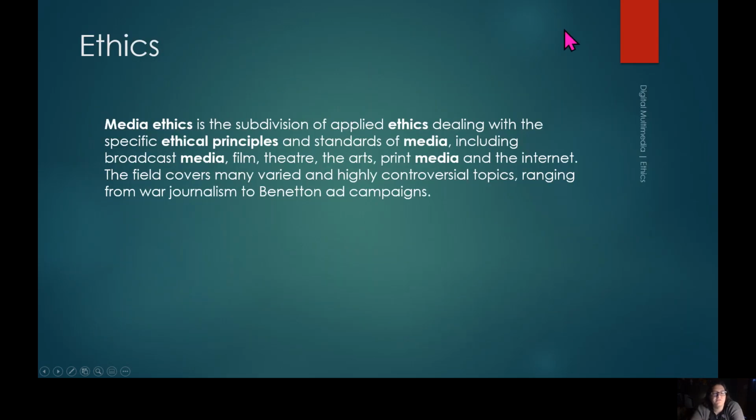So media ethics is the subdivision of applied ethics dealing with the specific ethical principles and standards of media, including broadcast media, film, theater, and arts, print media, and the internet. The field covers many varied and highly controversial topics ranging from war journalism to ad campaigns. Media ethics has come into play a lot over the past 5-6 years, especially with Donald Trump being in office. He did have a lot to say about different media ethics, and it became clear that it was something that needed to be further looked into.